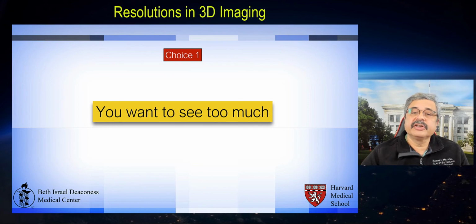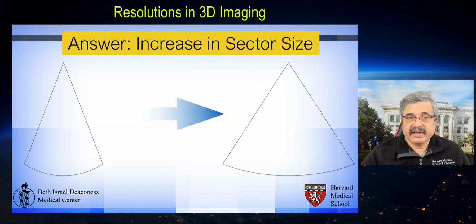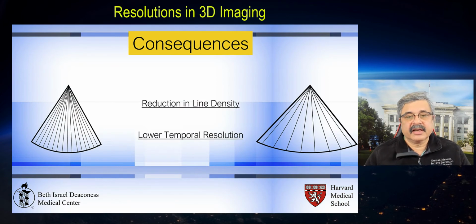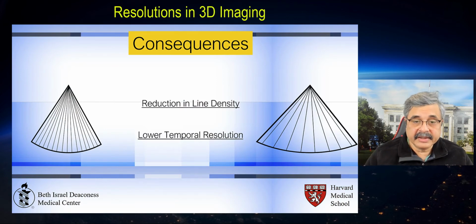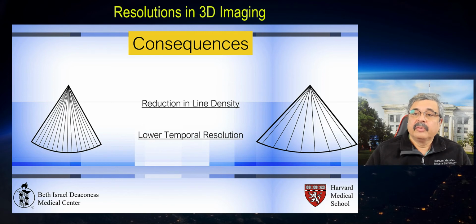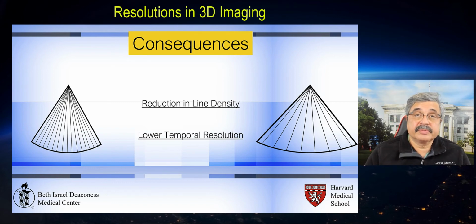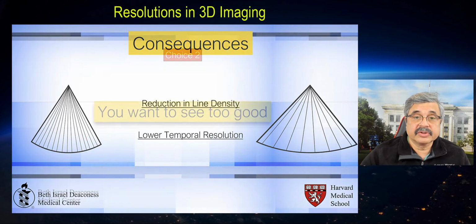Let's just say you want to see too much. Well, that's an easy answer: increase the sector size. But once you increase the sector size, you are reducing your line density. And depending upon whether you're able to change or reduce the line density, you have to have more interpolation, which means your spatial resolution will go down. And if you want to recover the spatial resolution, you'll have to increase the line density. In that case, your temporal resolution will go down.